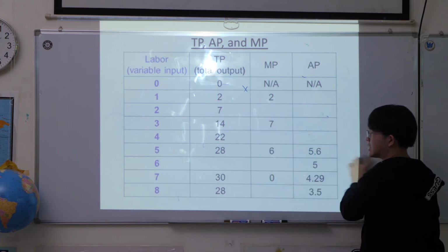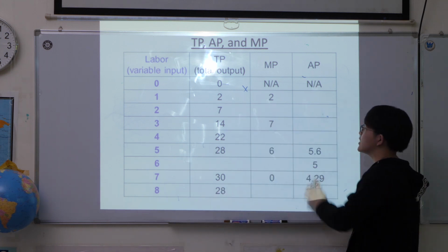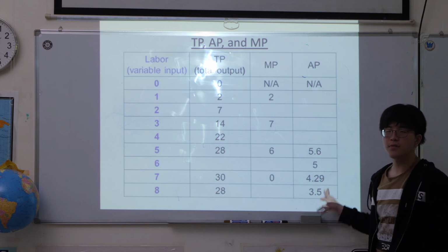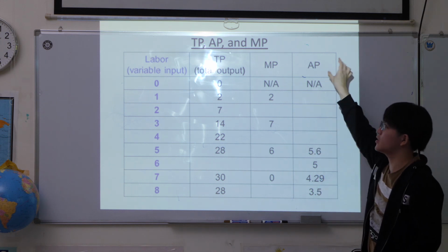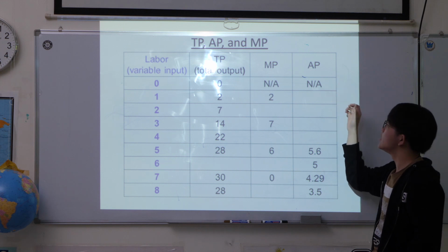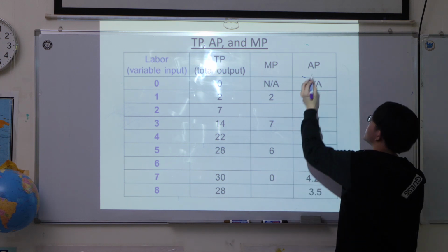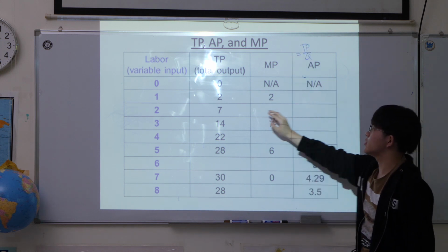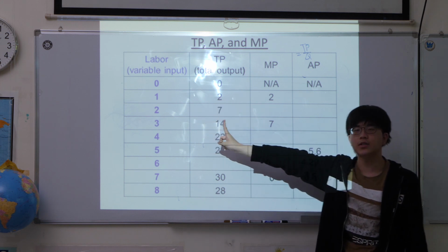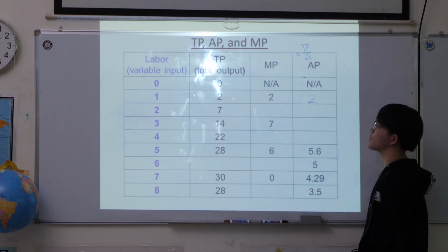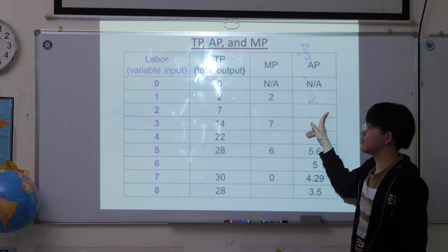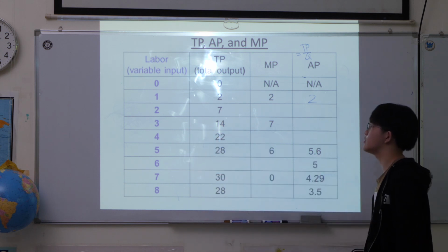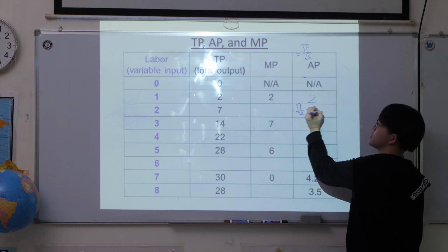In your paper 3 exam, I'm not sure, but you may see this. You need to insert the specific values for each of them. First we will start with average product because it is really easy. Average product, the definition, is total product divided by quantity. So we have total product of 2 and labor 1, so 2 over 1 is 2. For the second labor, we have total product of 7 and 2 labors. Therefore, 7 over 2 is 3.5.